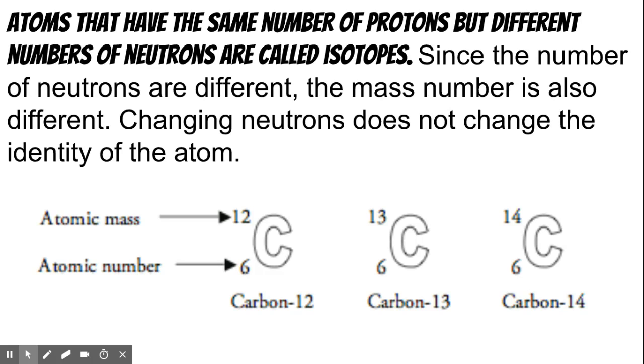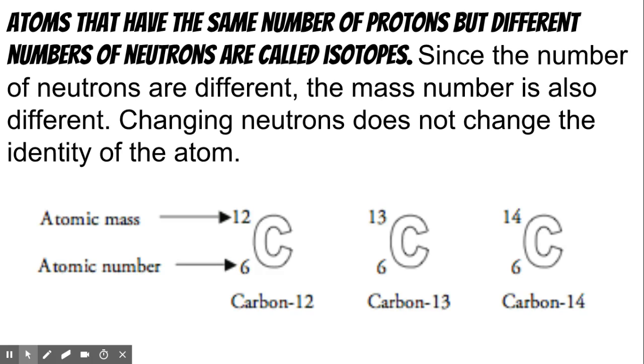Remember, the atomic number is your number of protons, and it identifies the atom, so that's never going to change. Your atomic mass is the sum of the protons and neutrons that are in there, so that can change and not change the identity of the atom.